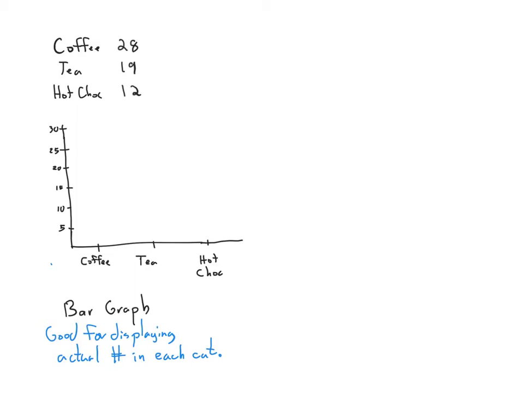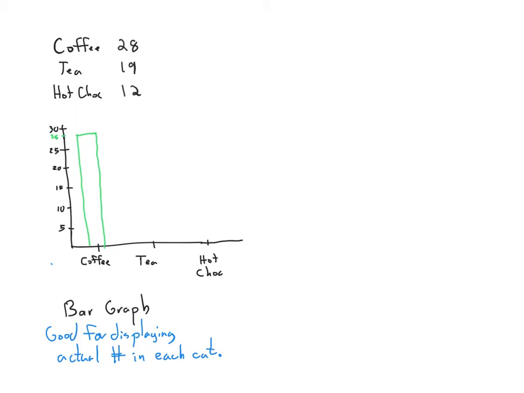So if there are 28 students that like coffee, I'm going to go up here to 28. So 28 is somewhere around here, let's say. 28. I'm going to draw a nice bar. And imagine this is all equal width. It goes up to 28. So that's the number of students that like coffee.